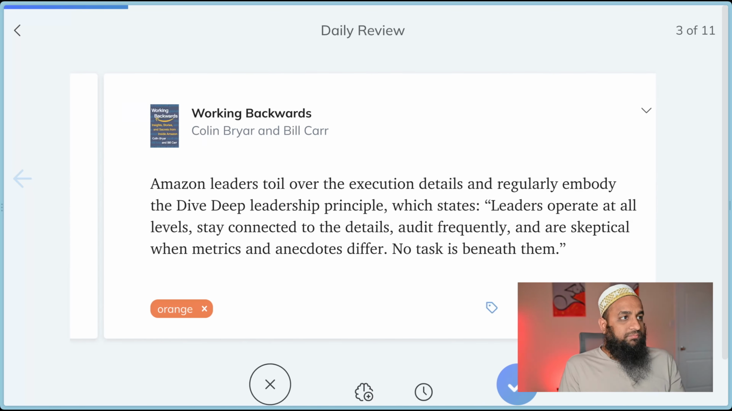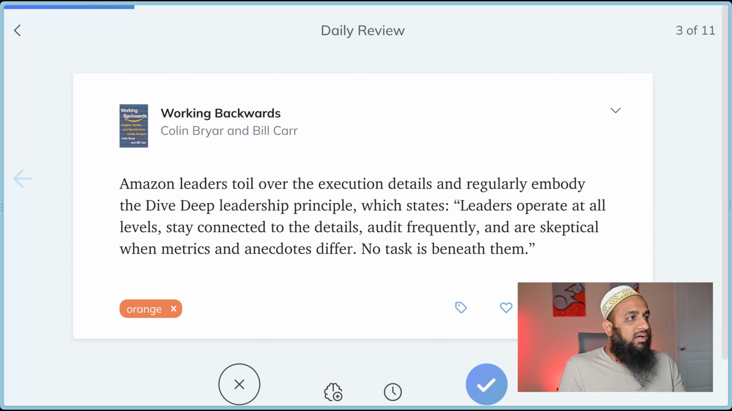So let's go on. Okay, so another quote from Working Backwards. Amazon leaders toil over the execution details and regularly embody the dive deep leadership principle, which states leaders operate at all levels, stay connected to the details, audit frequently, and are skeptical when metrics and anecdotes differ. No task is beneath them. To me, it also closely relates to another book I recently read called Extreme Ownership. There is this line from that: leaders own everything in their world. So there's no task beneath them. They have to look at the different details. There's nobody else to blame.